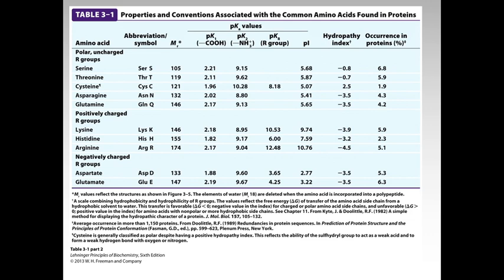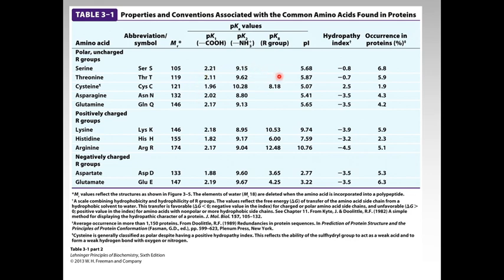Now, getting back to the second part of the table, we're looking at polar uncharged R groups and positively and negatively charged R groups here. Again, if you look at the 1-letter abbreviation, serine has S, threonine has T. Threonine holds T as a 1-letter abbreviation for itself and not tyrosine and tryptophan. Cysteine, C. Asparagine is not A but N. Glutamine is not G but Q. A is alanine and G is glycine, right? And when it comes to positively charged R groups, lysine is not L but K. Histidine is H. Arginine is not A but R. And when it comes to negatively charged amino acids, aspartate is not A but D. Glutamate is not G but E.